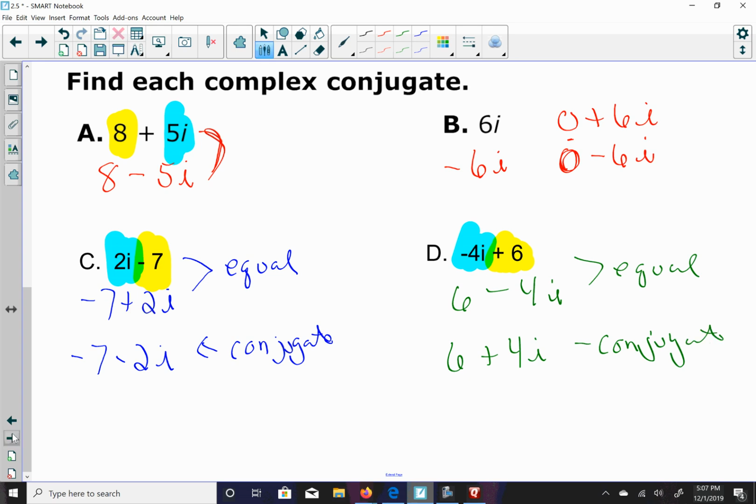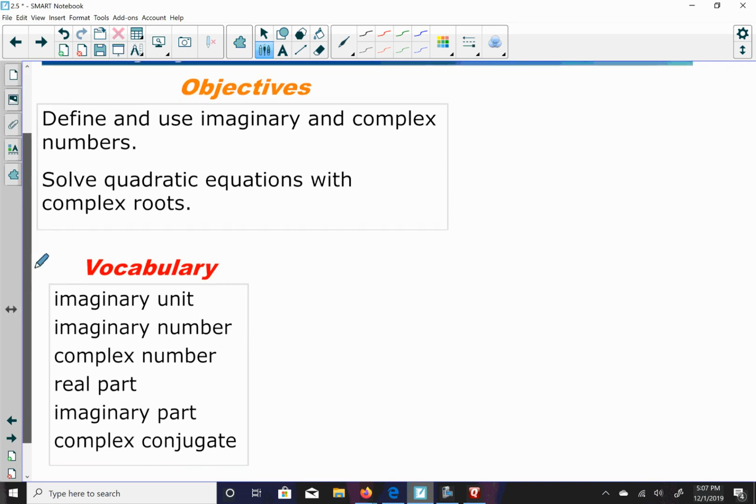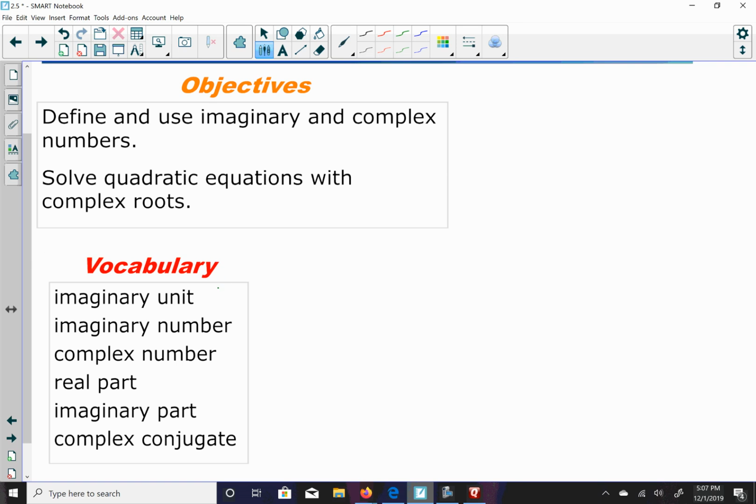Okay, just making sure that we did everything we said we were going to do. We defined and used imaginary and complex numbers, and we solved quadratic equations with complex roots. Just to give you a refresher, the imaginary unit, remember, is the square root of negative 1, and that is i. That's my imaginary unit. An imaginary number is something like 6i, or it could be like the square root of negative 7. Those are imaginary numbers when you're trying to take the square root of a negative number.